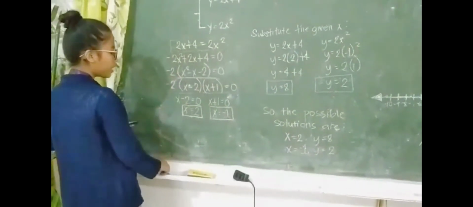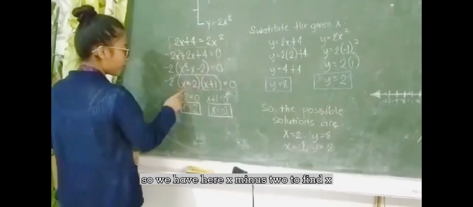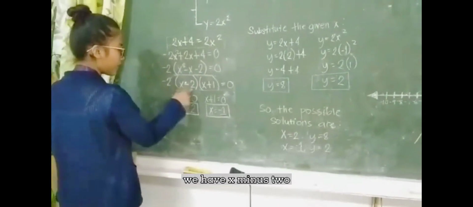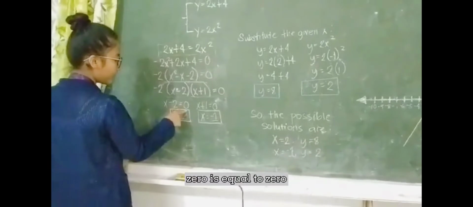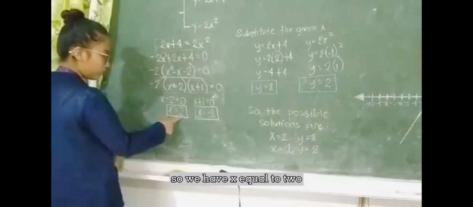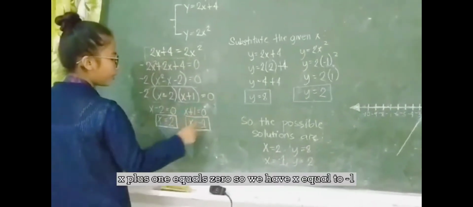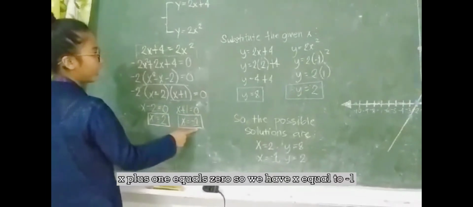So we have x minus 2 equals 0, so we have x is equal to 2. x plus 1 equals 0, so we have x is equal to -1.